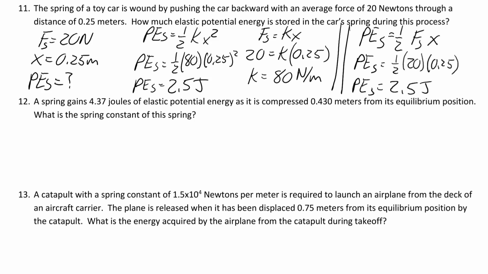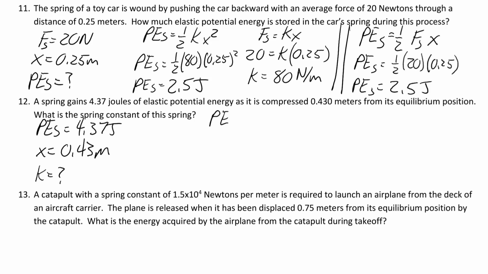Okay, so number 12. Number 12 says a spring gains 4.37 joules of elastic potential energy as it is compressed 0.43 meters from its equilibrium position. What is the spring constant of the spring? So the potential energy in the spring is 4.37 joules. The distance it's compressed, or x, is 0.43 meters. What is the spring constant?